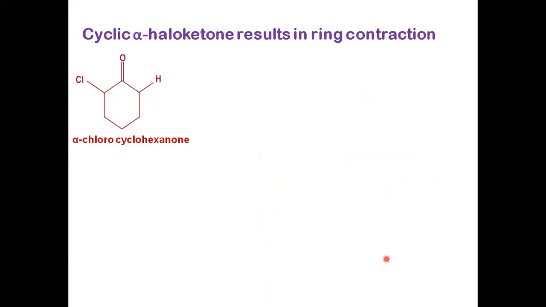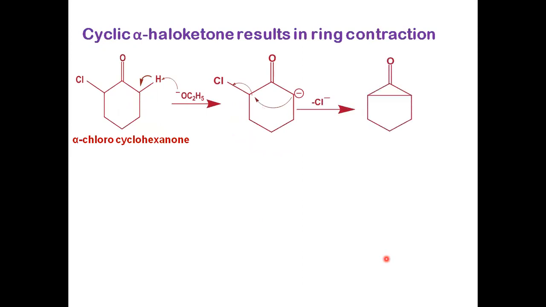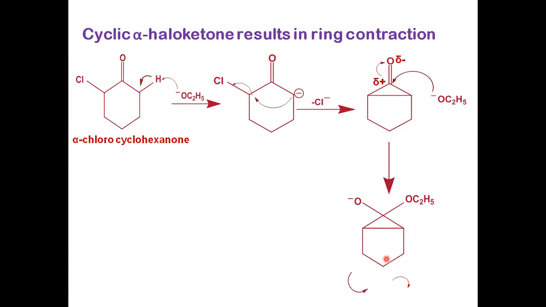Now, the Favorskii rearrangement in cyclic alpha haloketone. In cyclohexanone derivative, alpha chlorocyclohexanone, the reaction is the same. First, abstraction of alpha proton, formation of carbanion, then elimination of halogen forms the cyclopropanone intermediate. This is the electrophilic carbon. On this electrophilic center, any nucleophile can attack and form oxyanion. This oxyanion, by electron rearrangement or electron transfer, is converted into carbanion 2.